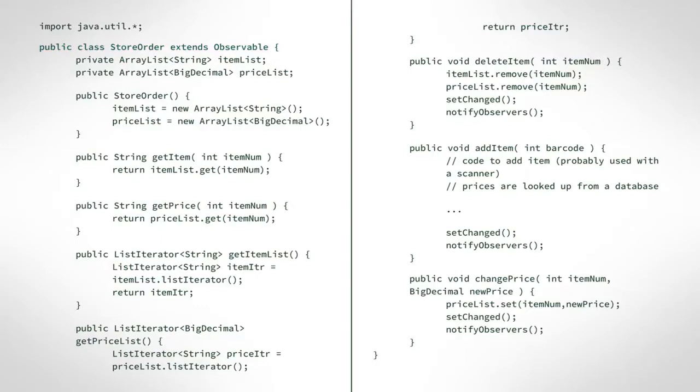This class has several methods that modify itself. You can add items, delete items, and change prices. Of course, a real order model will probably have more, but these basic functions are a good start. Notice that our model doesn't have any user interface elements and is not aware of any views. It will update the views through the observer pattern. Whenever changes are made, the setChange method flags the change, and the notifyObservers method notifies the views so that they can update themselves. Let's have a look at one of these views.